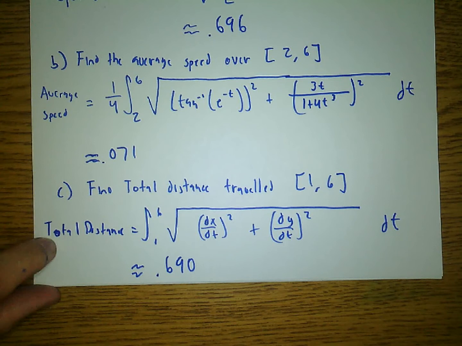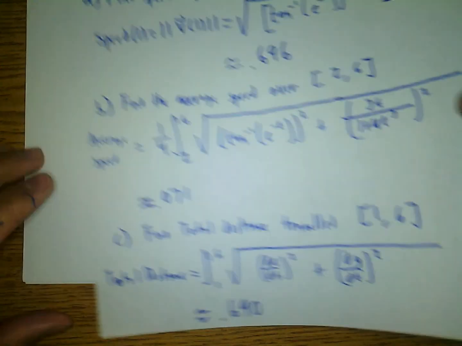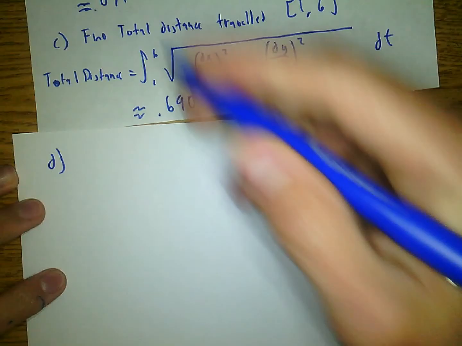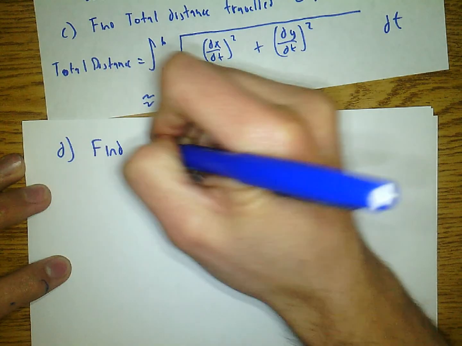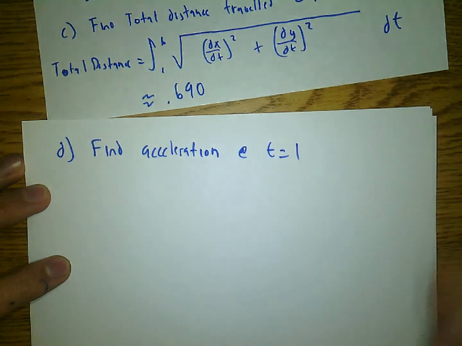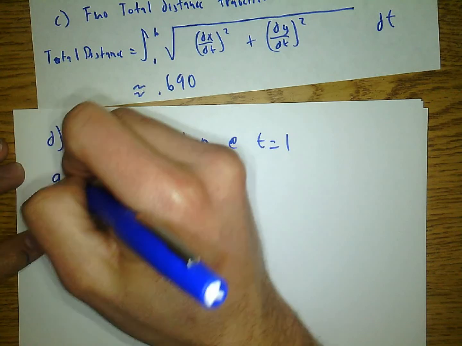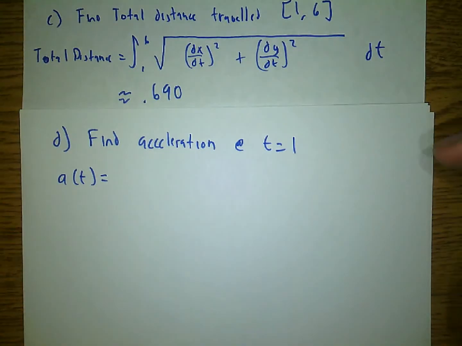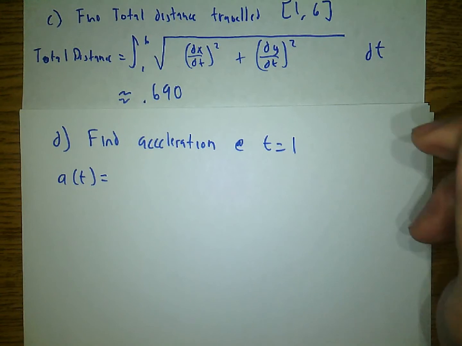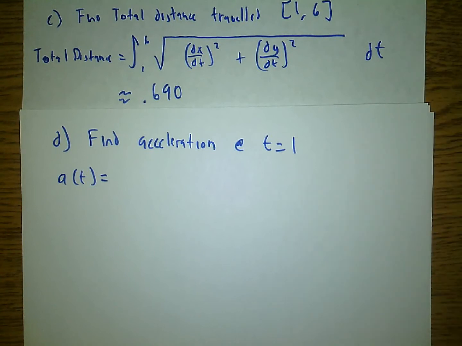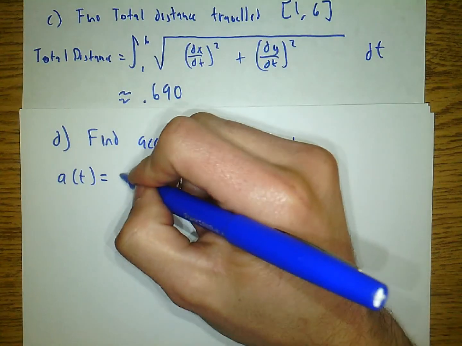All right. Last part for this question would be part D, which is actually pretty easy. Find the acceleration at t equals 1. That's not that bad. If I want to find the acceleration, what do I need to do? The second derivative of position, but I actually don't have position. What I have is the first derivative, velocity. So all I have to do is take the derivative of velocity.